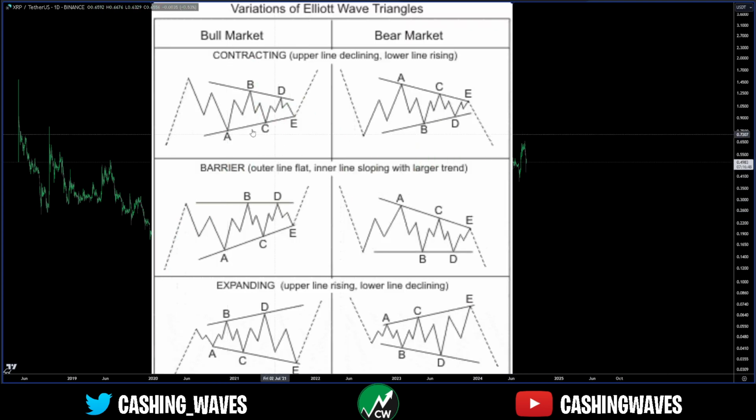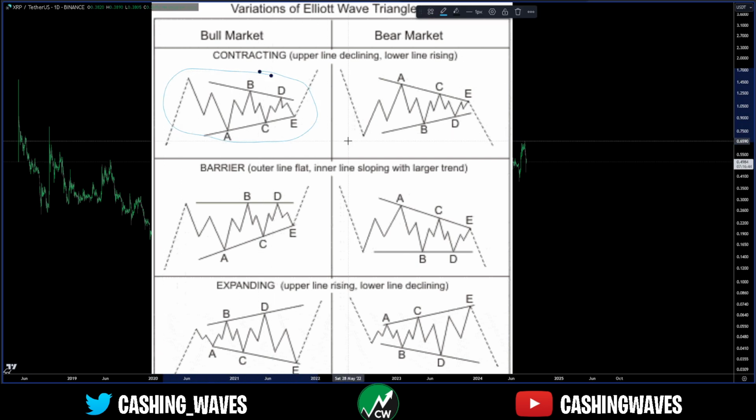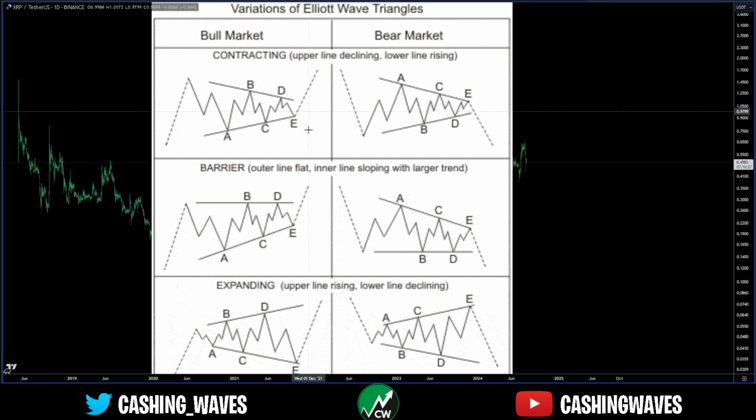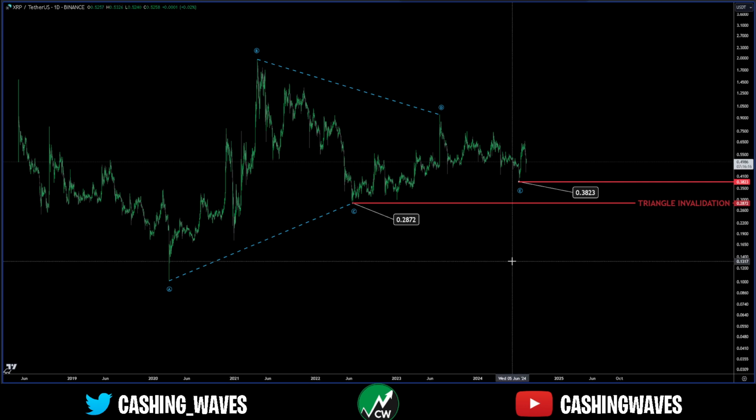I have this as a multi-year contracting triangle. This is an idealized version, and how this pattern fills out is we get a series of lower highs and higher lows with contracting trend lines in a series of three-wave patterns. And when we reach our termination point of the E wave, we get trend continuation, which in terms of XRP is to the upside. So if this is labeled correctly, I am expecting all-time highs.